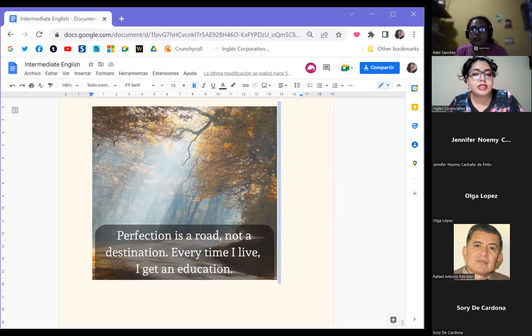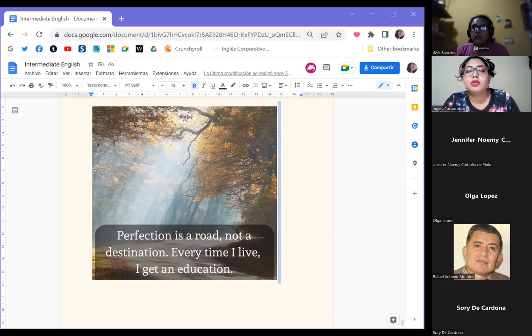So we have the phrase, and it says, perfection is a road, not a destination. Every time I leave, I get an education. So in this case, it is talking about how we are not going to see perfection as the ending of all our work. We are going to see the path, the road, the things that we are doing through this process.